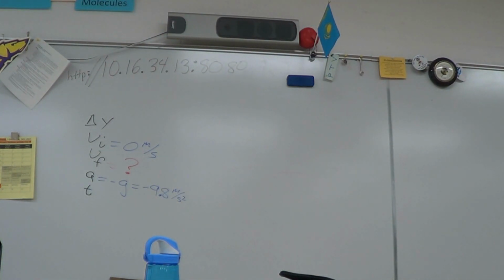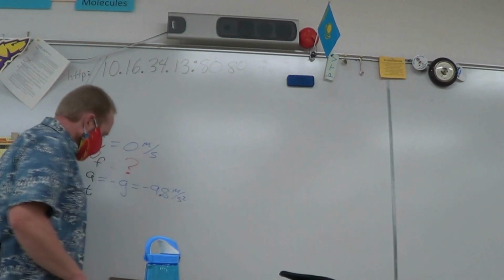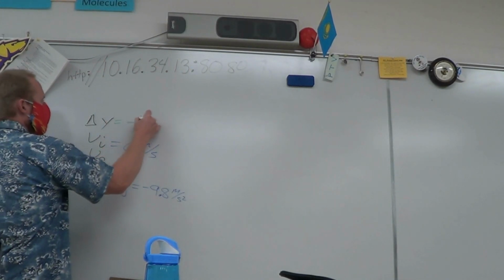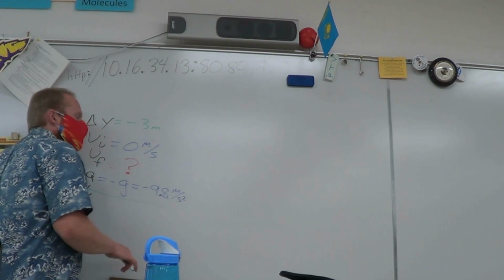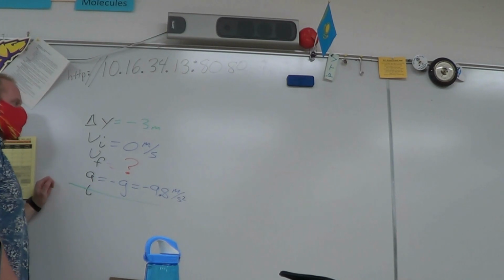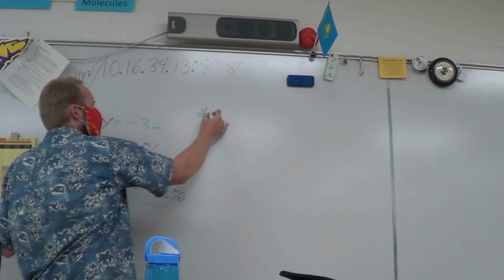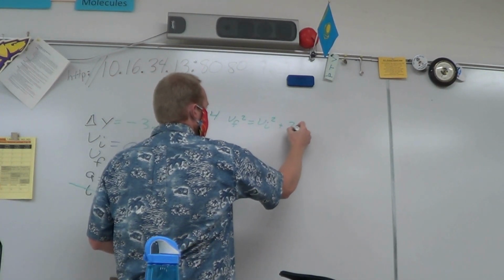Now remember, displacement is a vector, which needs a direction. Which direction is this apple going? Down, so this needs to be negative 3 meters. I know we got it that far set up yesterday. Yesterday we also said we don't know time, and we don't care about time. That's part 2 of the question. So if we look at which equation doesn't have time, we can cross it off. Equation number 4 doesn't have a time.